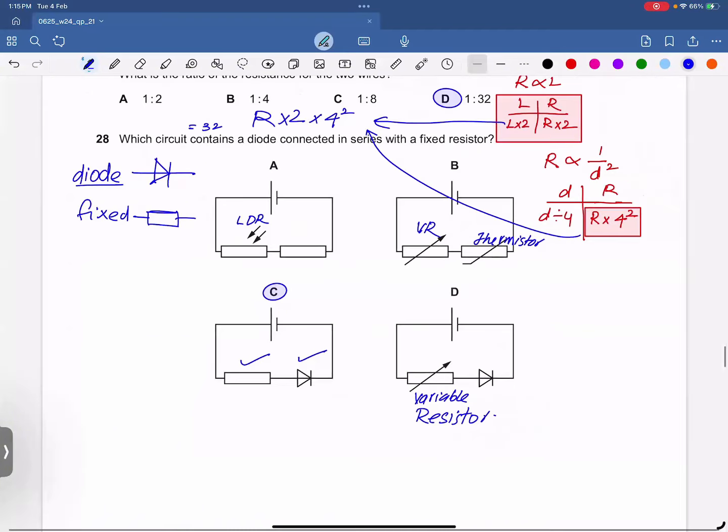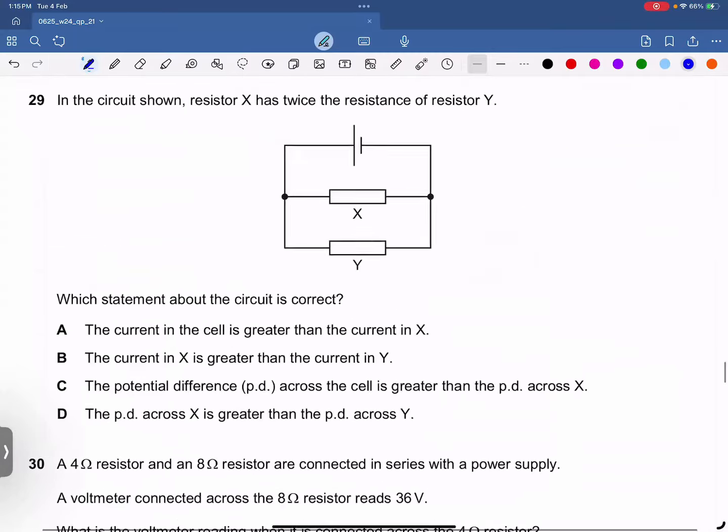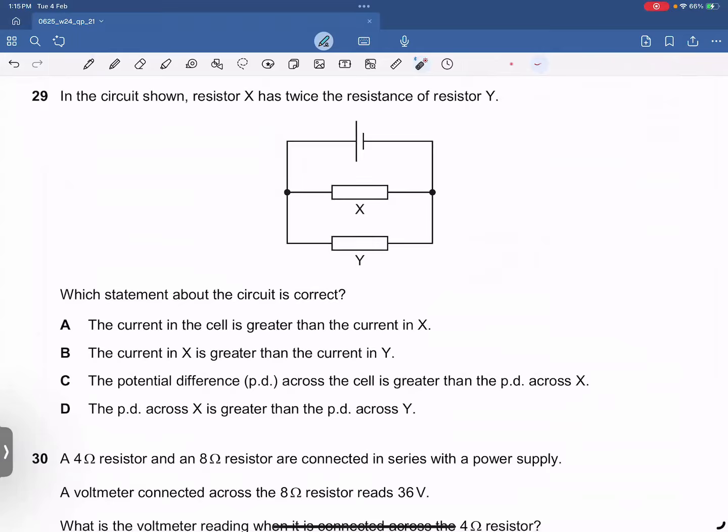After that, question number 29. In the circuit shown, the resistor X has twice the resistance of resistor Y. You can write, if this is R, this is 2R. Which statement about the circuit is correct? The current in the cell is greater than the current in X. Now the current in the cell means this current. Of course, this current is greatest. Why? Because this has to be distributed here. So I don't think so. We need to read the other options.